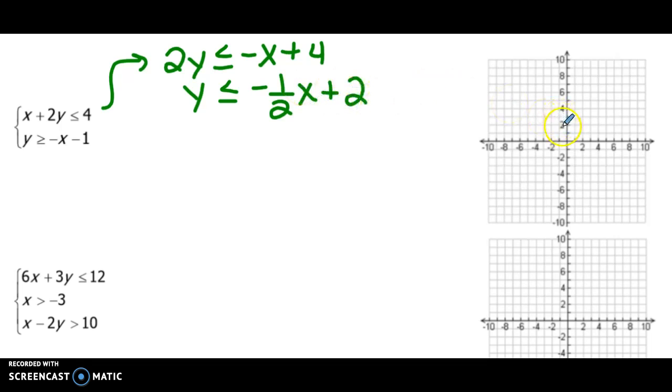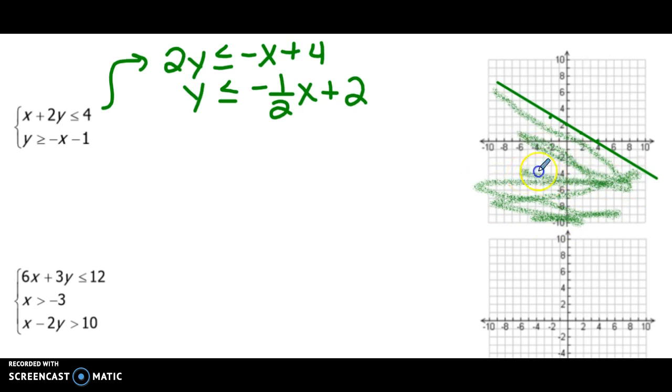So we'll go ahead and graph that by putting one dot on 2, going down 1, right 2, down 1, right 2, or up 1, left 2. And then we will go ahead and draw that line in to connect the dots. And then shade. We drew a solid line because we had an equal sign there, and then we want to shade below the line since we had y is less than.